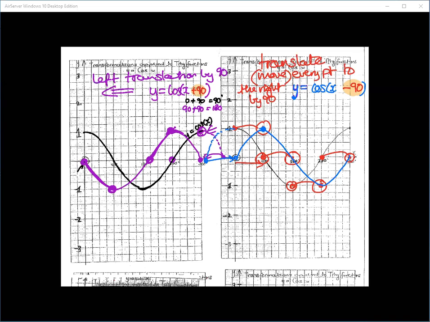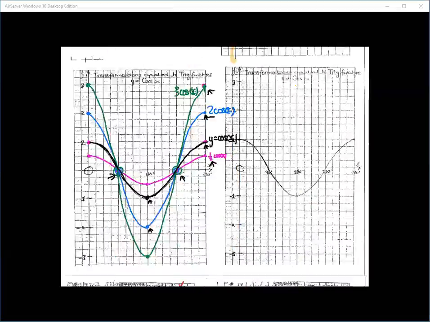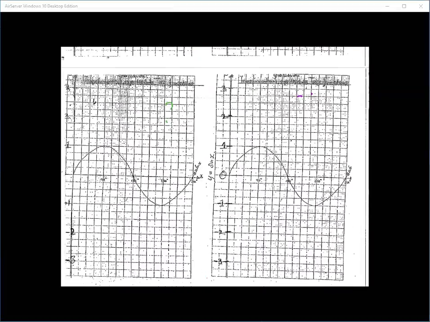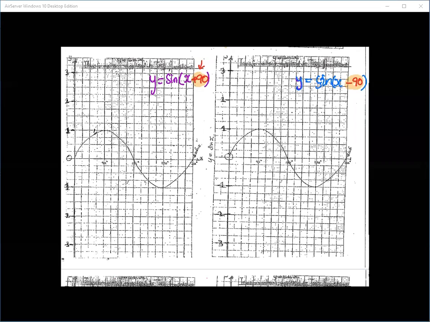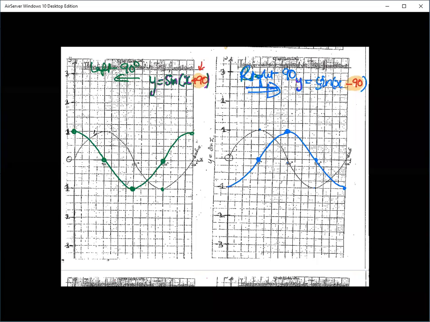So we've done the cos x plus 90 and the cos x minus 90 as an example of what that does. Right now, I want everybody to have a go at the sine one. I'm just going to pause the video and everybody have a go at that one for me, please. Okay, so here's the answer that you should get for the sine.